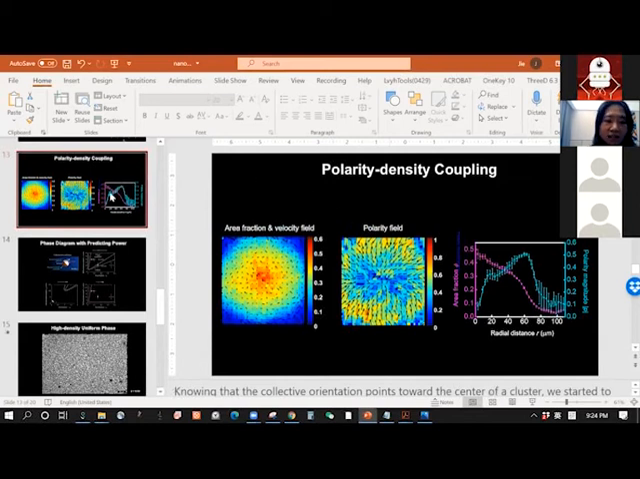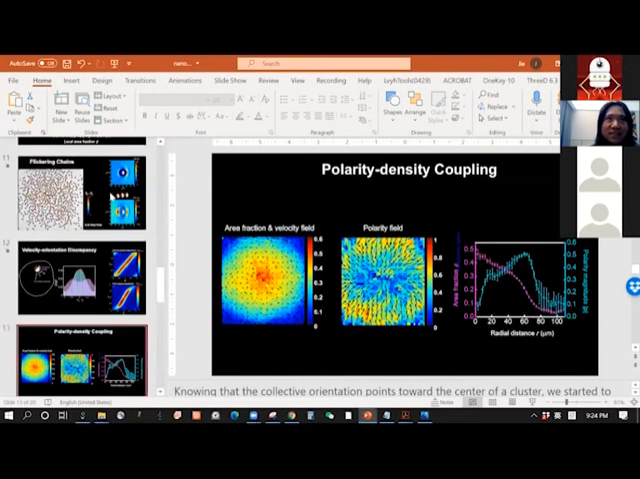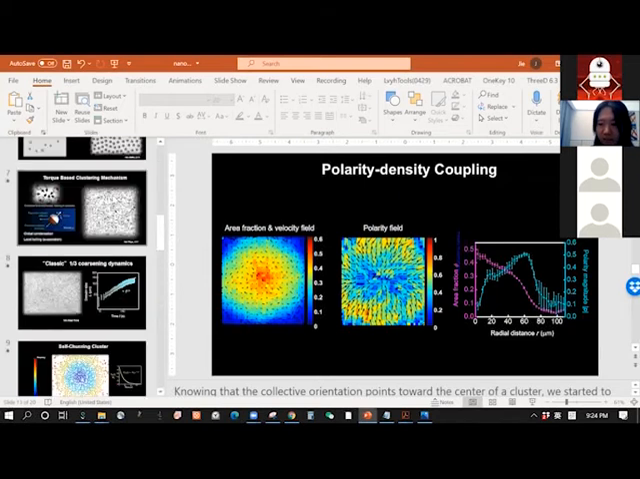Actually, I can say our particles have the ability... I think the polarity between particles first arises, which leads to density gradient and further leads to phase separation.